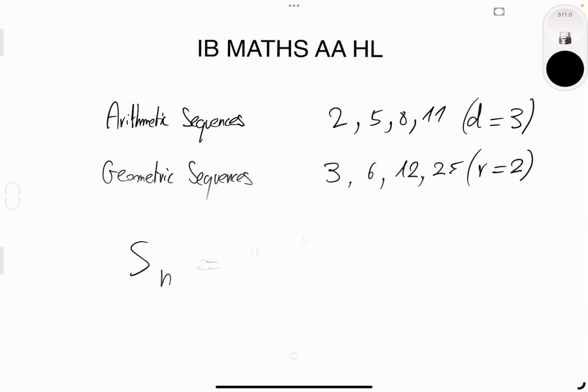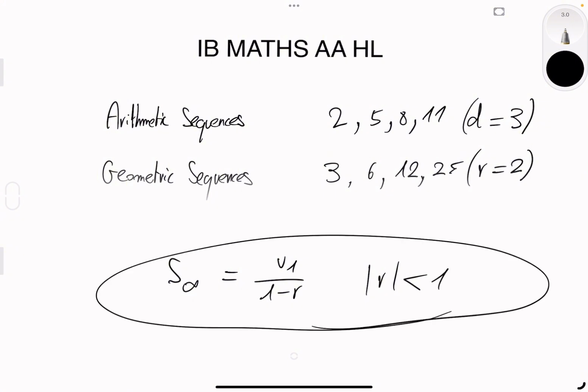Now, if we're talking about an infinite geometric sequence, we can name that sum S infinity, and this is equal to u1, the first term, over 1 minus r, the common ratio, considering that, of course, the absolute value of r is smaller than 1. This is a formula you can use for infinite geometric sequences, and this is also provided in the formula booklet. Now let's talk about logarithms.